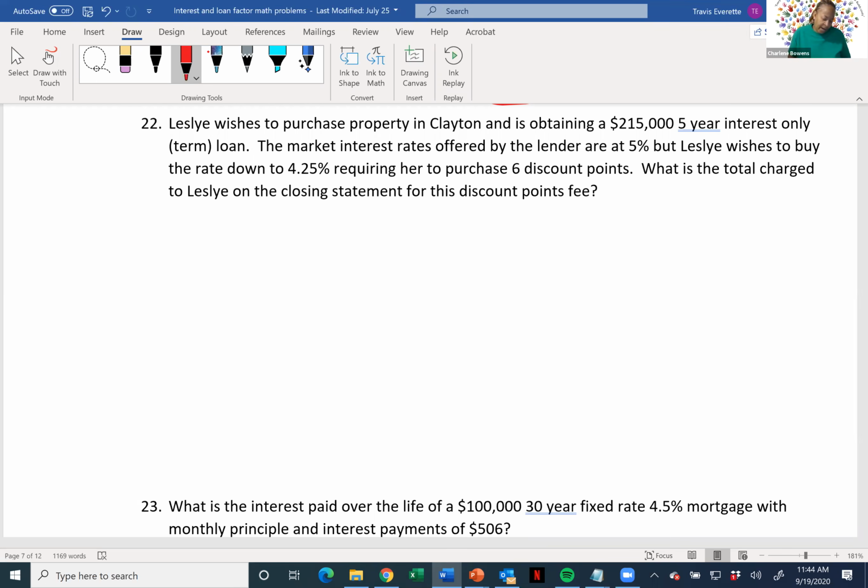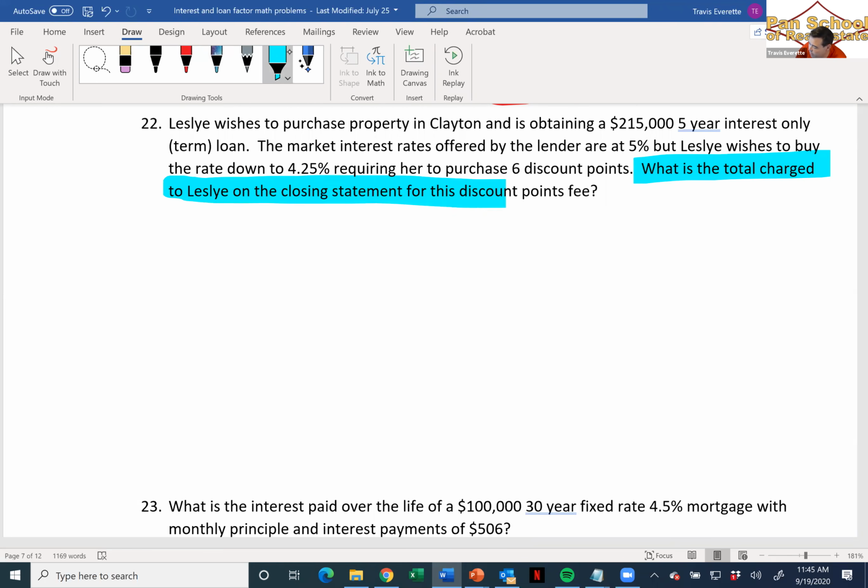Leslie wishes to purchase property in Clayton and is obtaining a $215,000 5-year interest-only loan. The market interest rates offered by the lender are at 5%, but Leslie wishes to buy the rate down to 4.25%, requiring her to purchase 6 discount points. They have given you so much information, more than what you need here. What is the total charge to Leslie on the closing statement for the discount points fee? Here's the question. What's the total charged for the discount points?